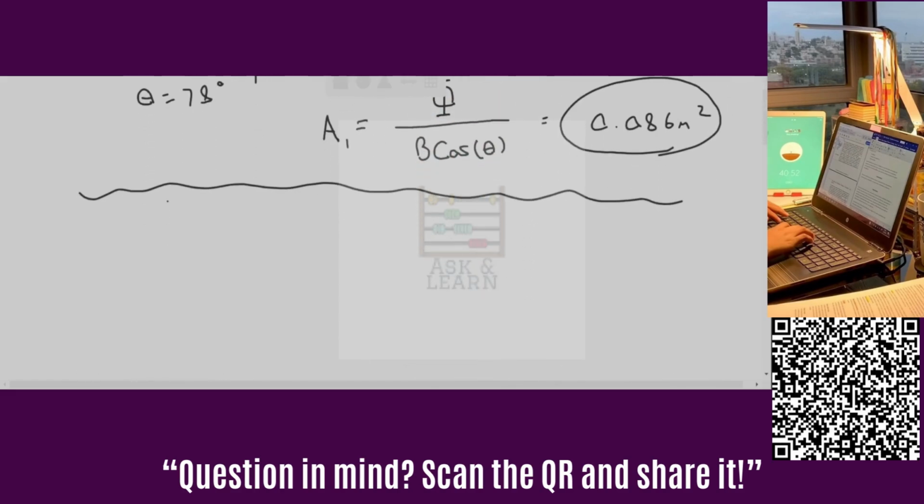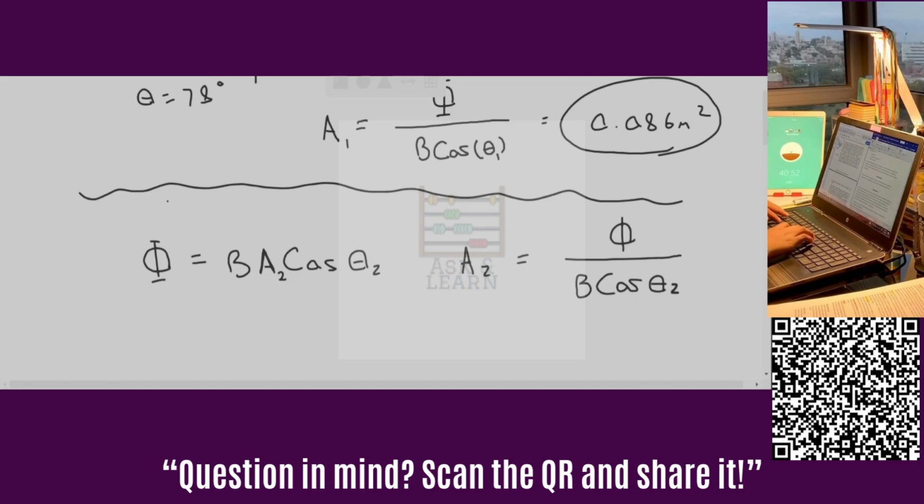Again, we refer to our equation for the flux. The flux is equal to B times A times the cosine of theta, and we're solving for area. But this time we'll have area 2 and angle 2, because we're talking about the second configuration. So I guess we should put a theta 1 in our original equation, just to be consistent. If we solve it the same way, the second area is equal to phi over B cosine of theta 2.